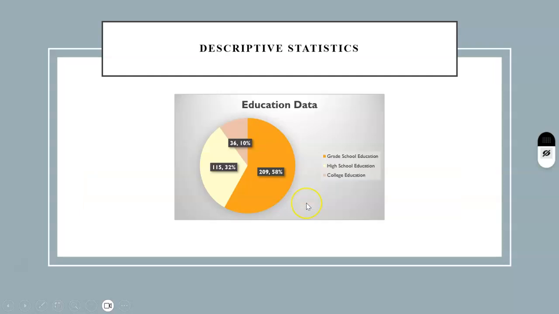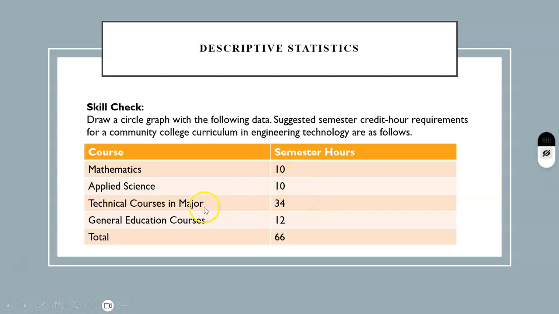So you can calculate that. And then for applied science, 10 over 66. Technical courses in major, 34 over 66. And general education courses, 12 over 66. So you will get the percentage here, and then from that percentage you can find how much of the 360 degrees you will give for mathematics, and how much for applied science. Mathematics and applied science have to be the same. And then how much of the 360 degrees you will give to technical courses in major and general education courses.